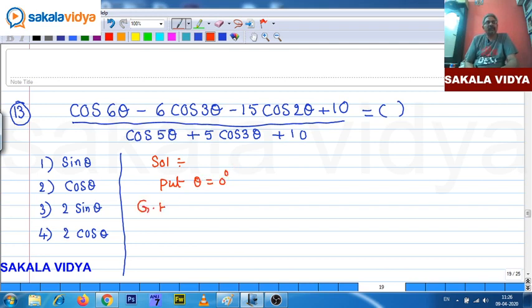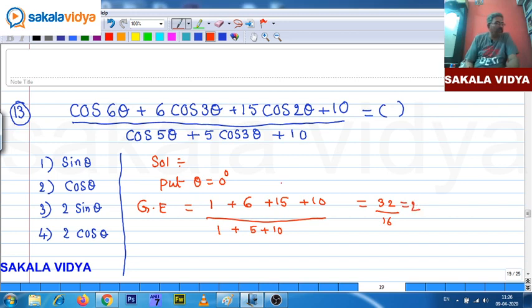Now, the given expression becomes, here cos 0 is 1, minus 6 cos 0 is 1, 6 minus 15, sorry, all are positive, I gave it wrong, plus only. So, that means actually we have plus 15 plus 10, upon this will be 1 plus 5 plus 10. This will be how much? 32 by 16, 2.